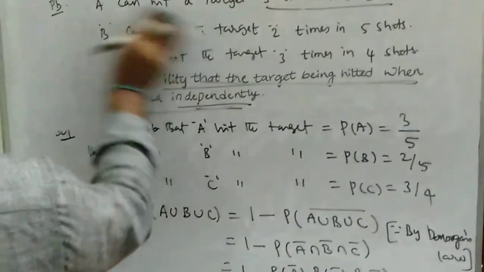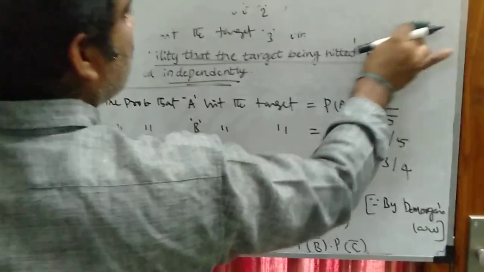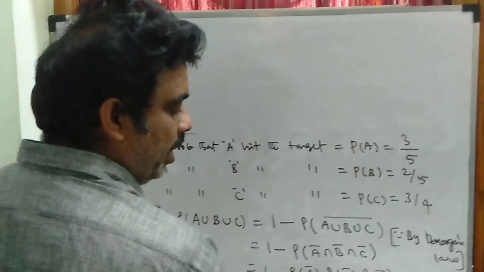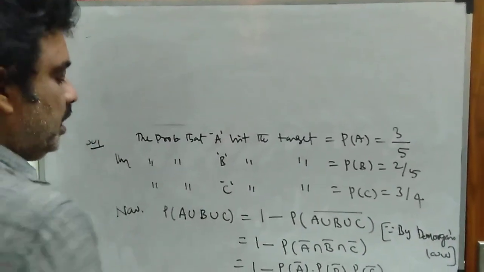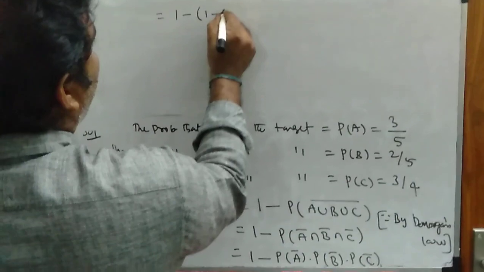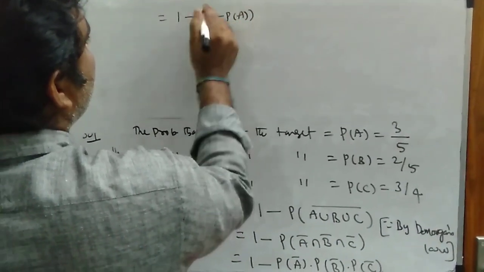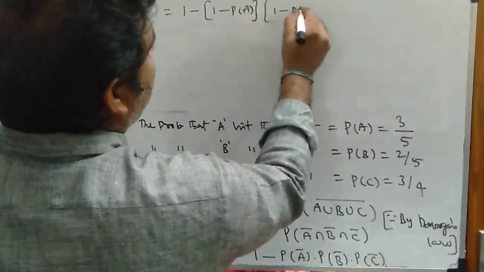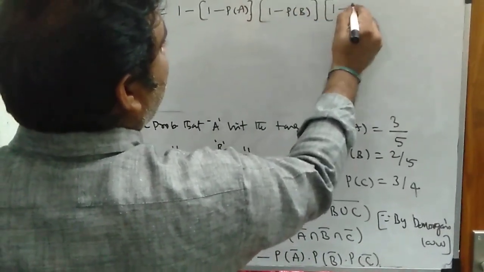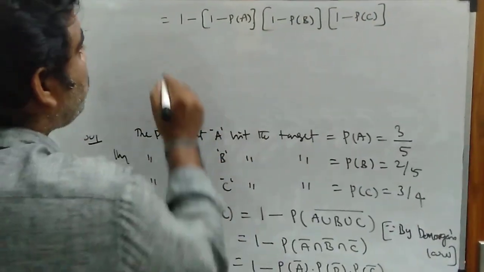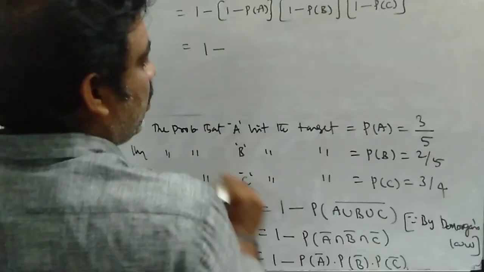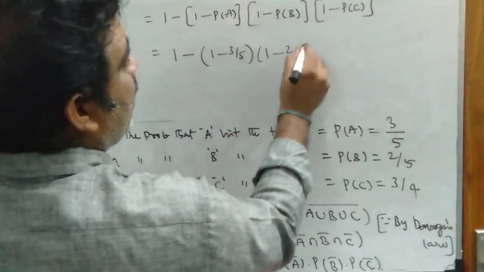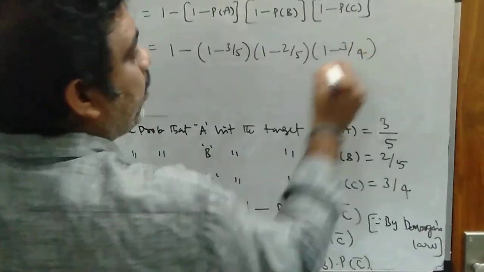So what is P of A bar? 1 minus P of A. P of B bar is 1 minus P of B. P of C bar is 1 minus P of C. So I am writing P of A bar as 1 minus P of A, P of B bar as 1 minus P of B, and P of C bar as 1 minus P of C. That is equal to 1 minus, what is 1 minus P of A? 1 minus 3 by 5, 1 minus 2 by 5, and 1 minus 3 by 4.